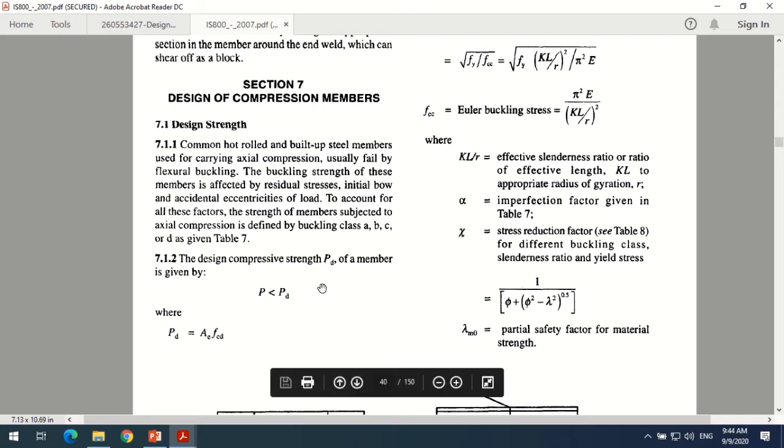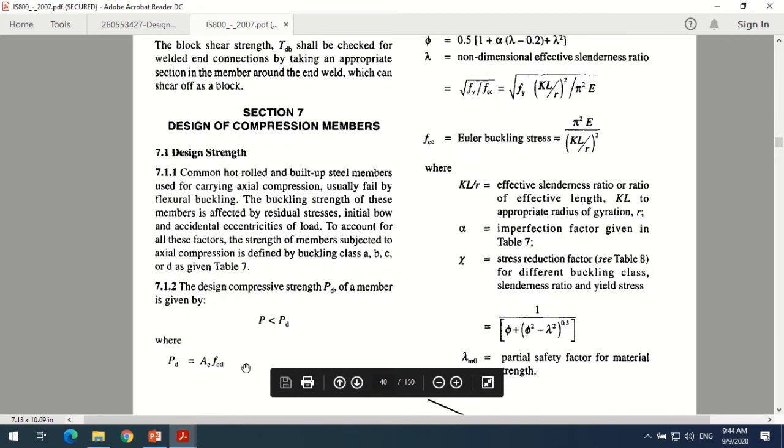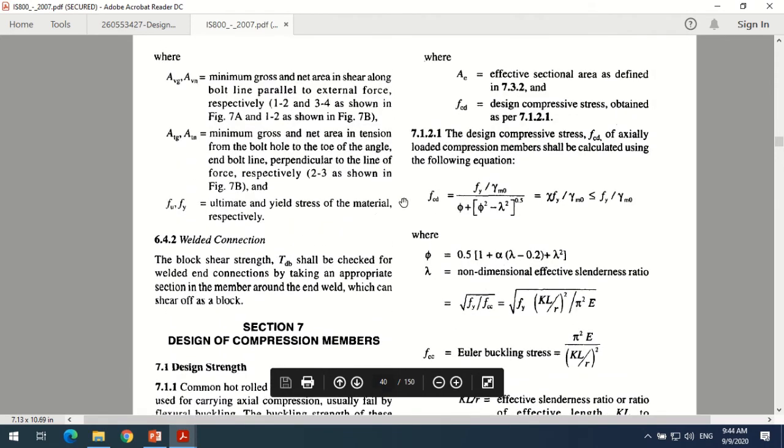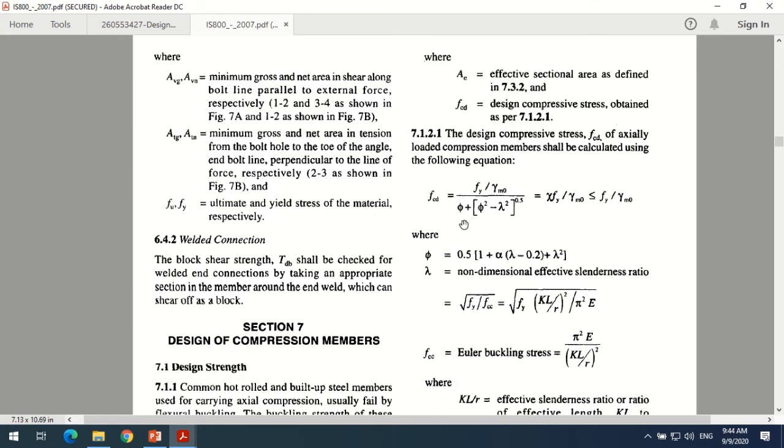For design of compression member, the design strength under compression, PD, is equal to AE into FCD, where AE is the effective cross-sectional area of the member, and FCD is the design compressive stress. For FCD, you can use any of these equations, calculating chi, the stress reduction factor, knowing the imperfection factor and the non-dimensional slenderness ratio, and go ahead with the calculation.